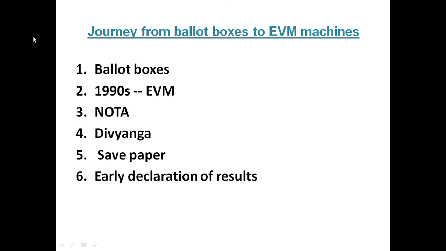Sixth, early declaration of results. EVMs have reduced the time needed for counting the votes. Thus, it has been possible to declare the election results early.